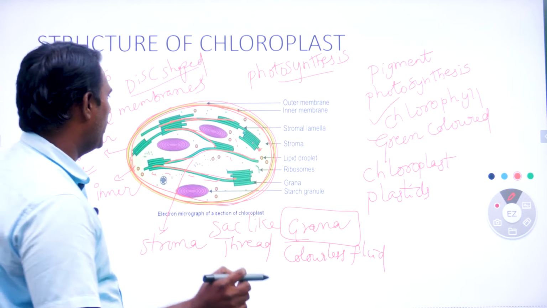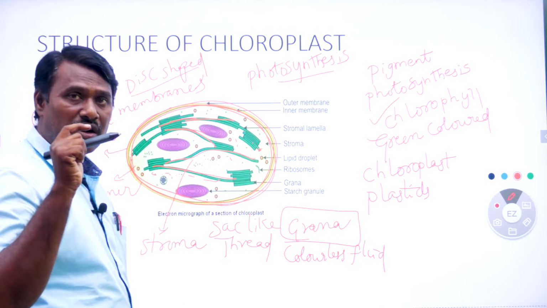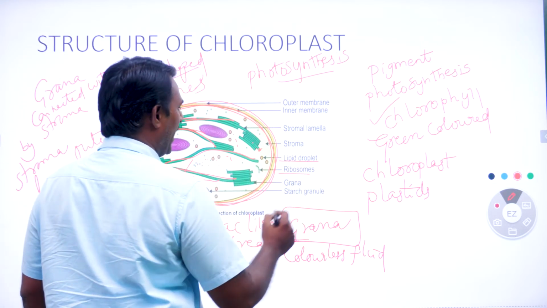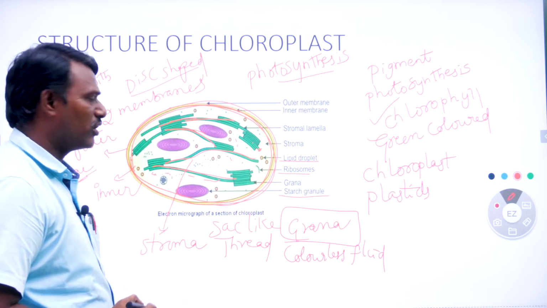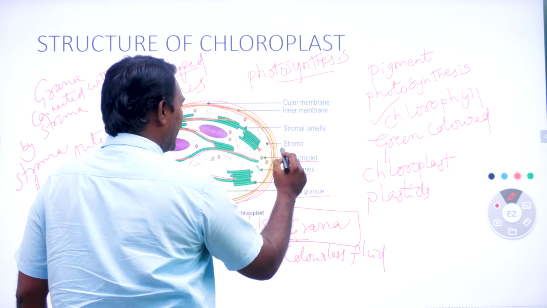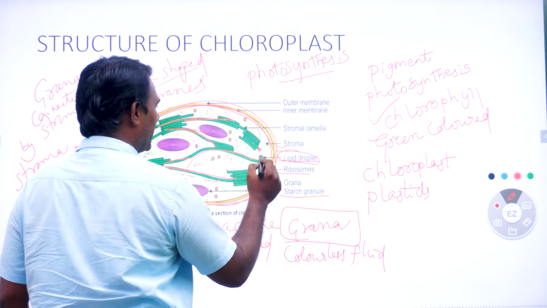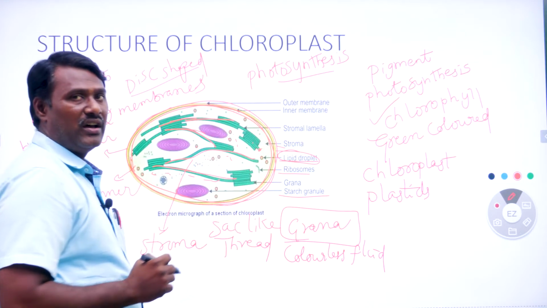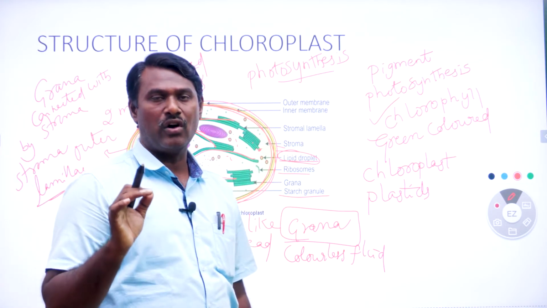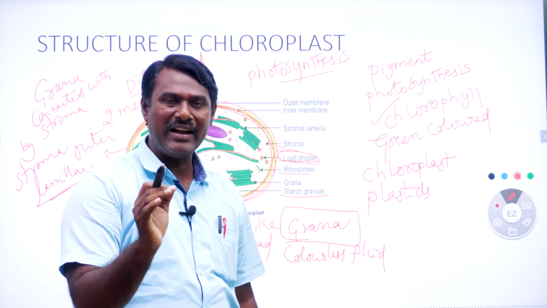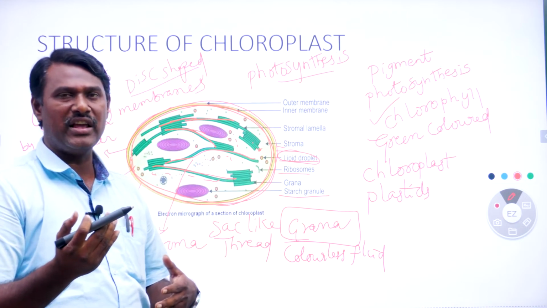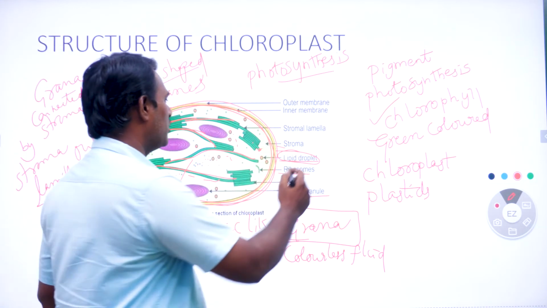Within this chloroplast structure we can see the presence of lipid droplets, ribosomes and starch granules. So all these are present. Here we can see a lipid droplet, and here another lipid droplet. These are nothing but the oil or lipid globules which are present within the chloroplast, called lipid droplets.